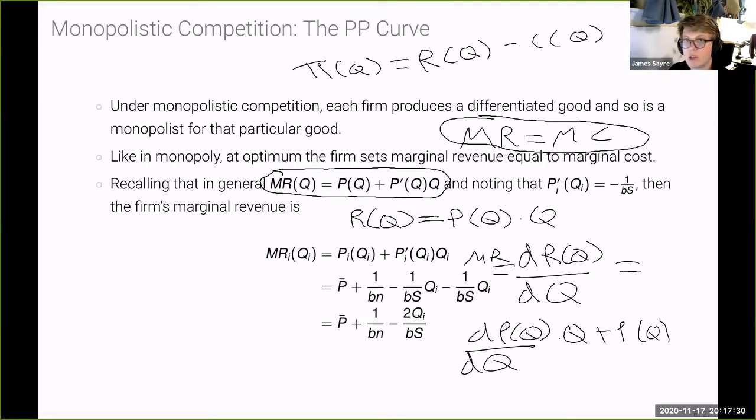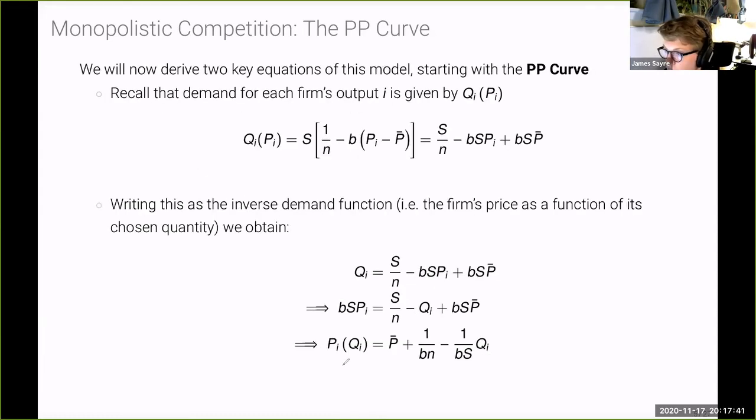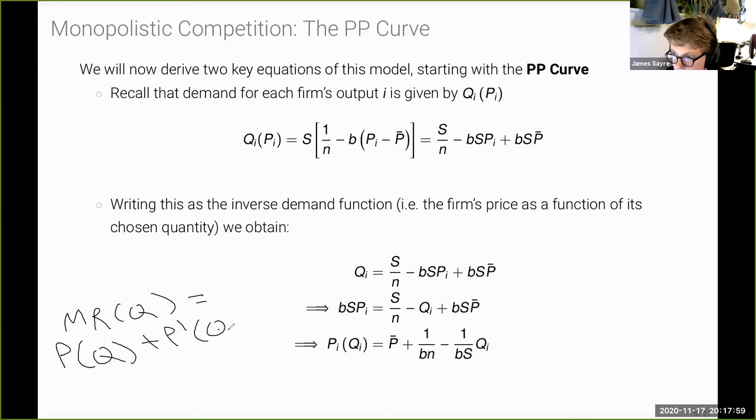Okay, now let's plug in what our actual example is and figure out what marginal revenue is. I'm just going to go back here and do it from this. Let's recall that marginal revenue, as a function of Q, is just equal to P(Q) plus P prime Q times Q. All I need to do is, I already know what P(Q) is, so I need to figure out what P prime Q is.